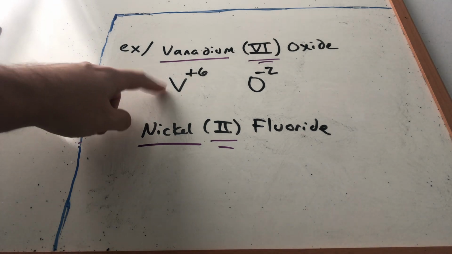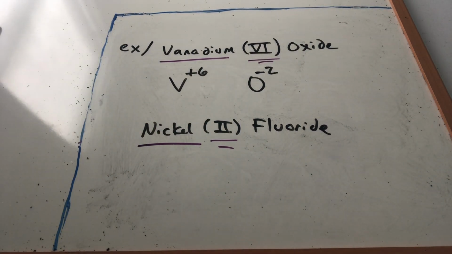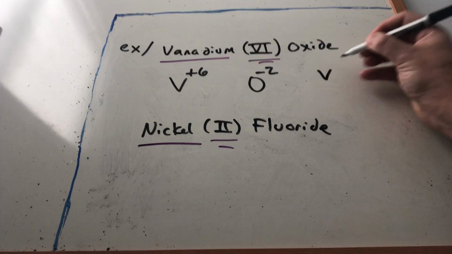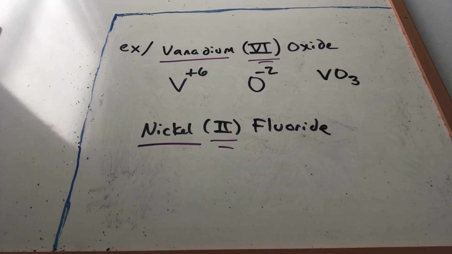So this is +6. How many of these -2s do I need to balance out that +6? I would need 3 of them. So vanadium(VI) oxide is VO3.